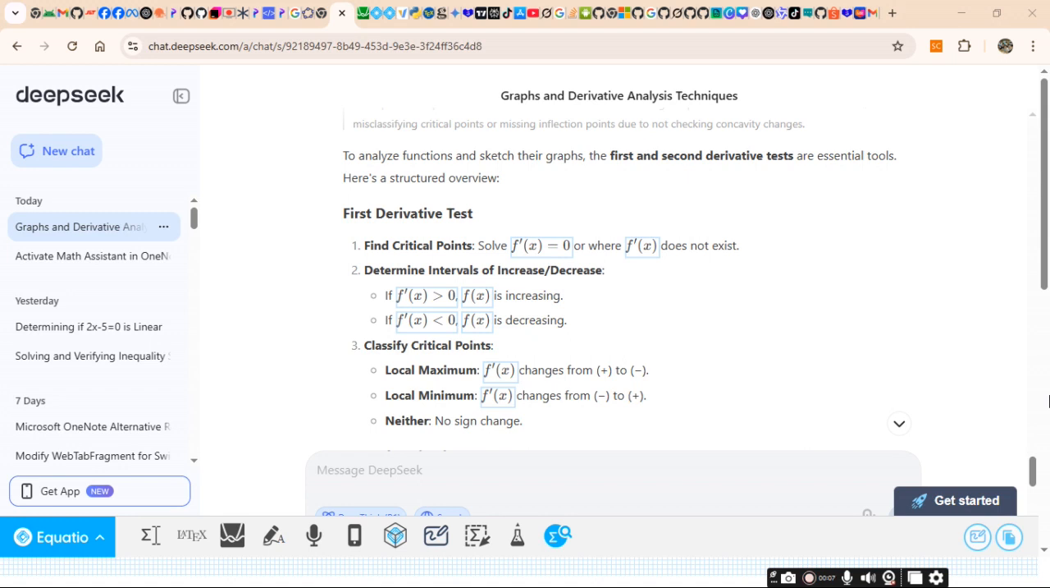Today we're going to discuss all about graphs and derivative analysis techniques. Now let me try to ask DeepSeek what his opinion is about the topic. Immediately after that, he will reply to us, or prompt that it involves first and second order derivative tests as essential tools.